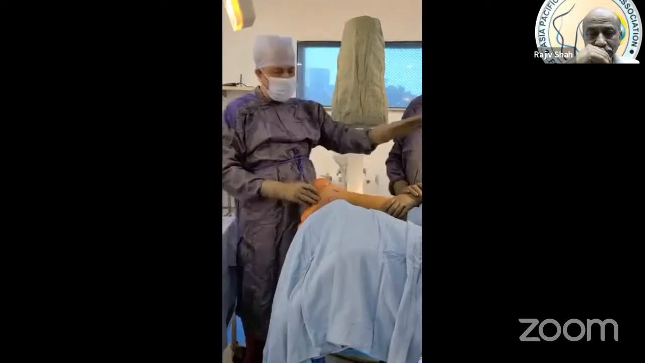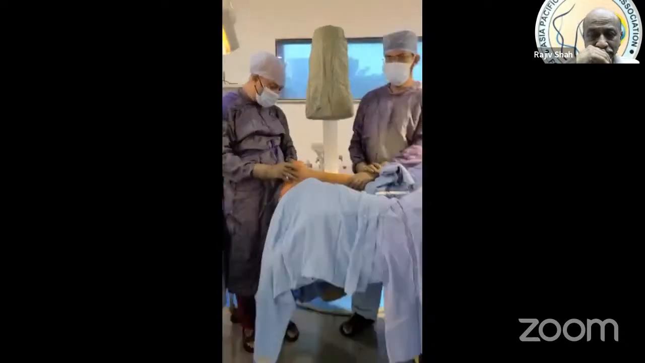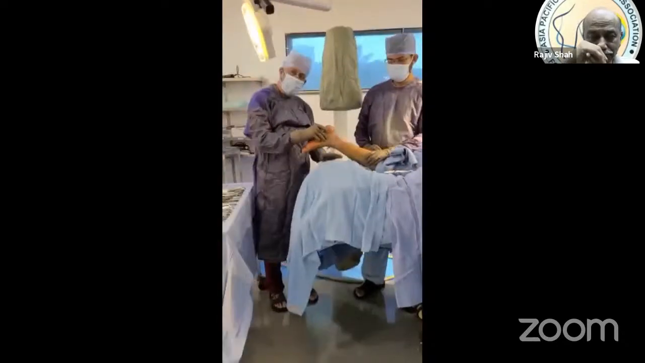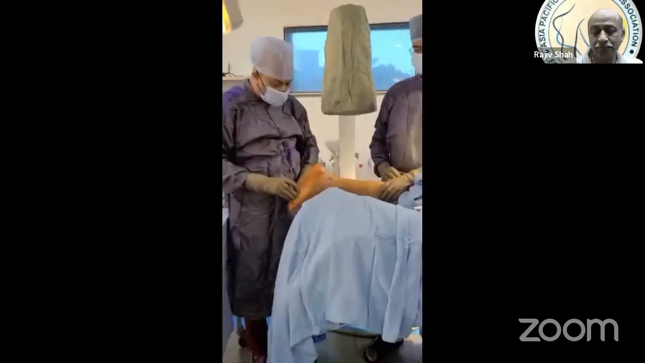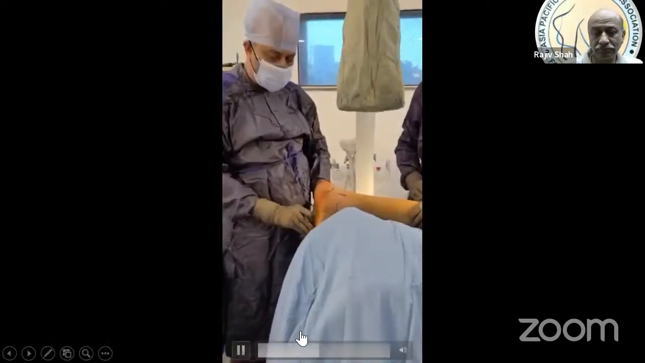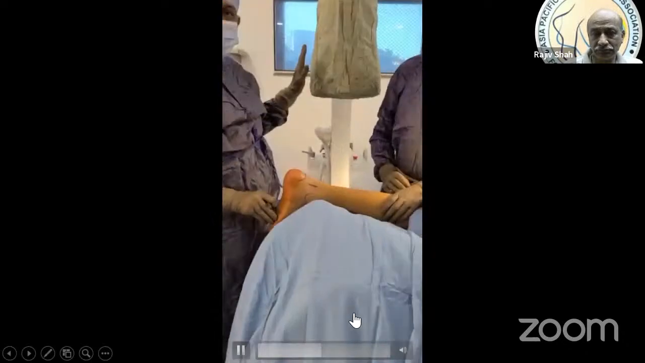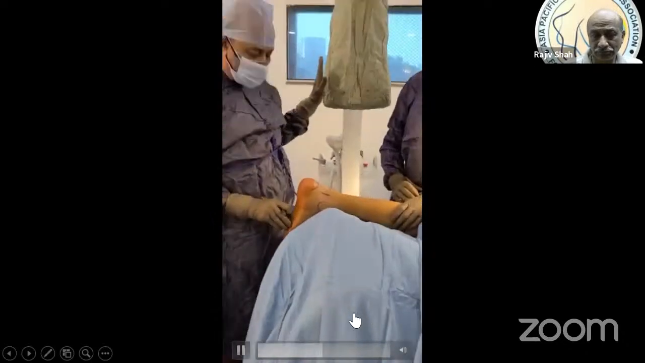So the patient is prone and I have put in a bump so that I should be easily able to manipulate the foot, and the image intensifier comes from the lateral side.